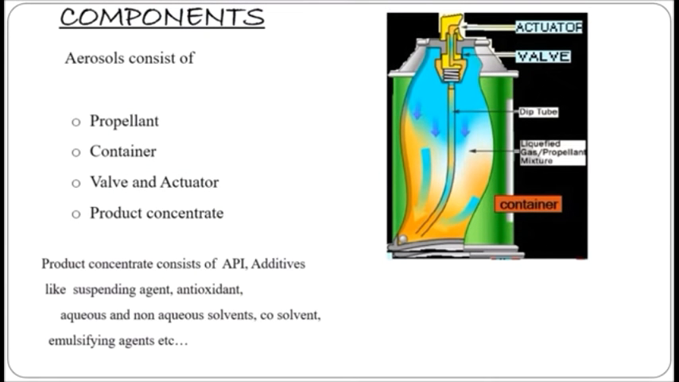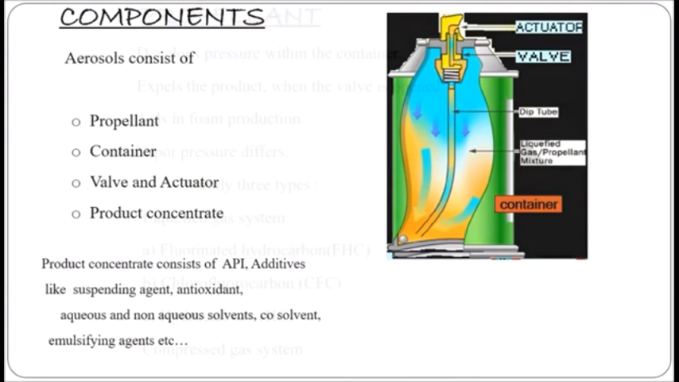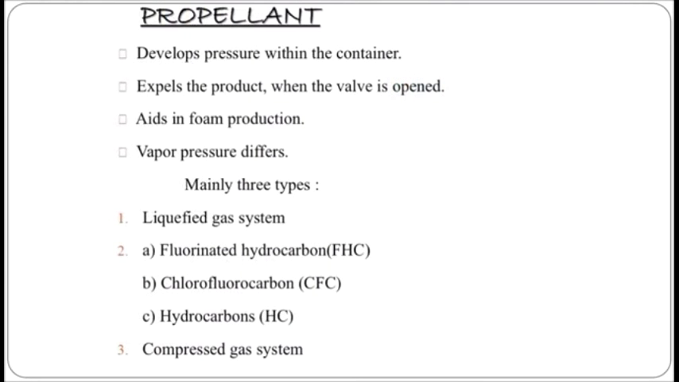Then the second one is containers. These containers must withstand pressure as high as 140 to 180 psig at 130 degrees Fahrenheit, that is 70 degrees Celsius. The metals used in containers are tin plated steel, aluminium and stainless steel. The stainless steel is used for the inhalational aerosol.